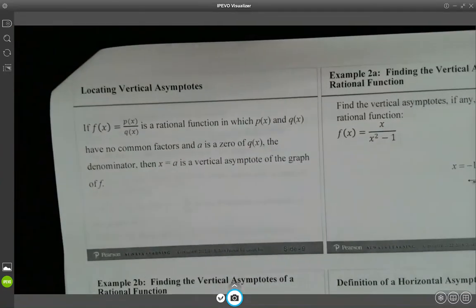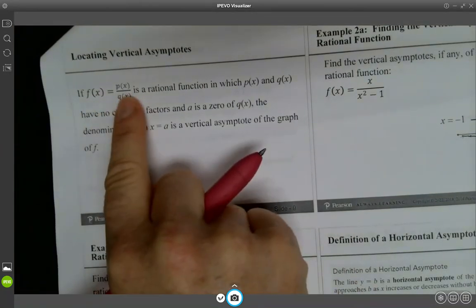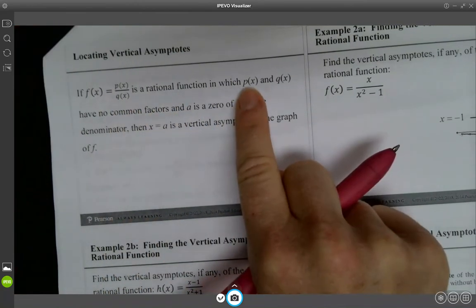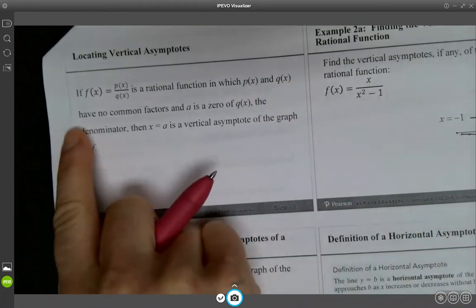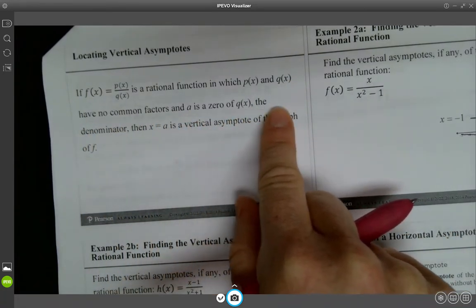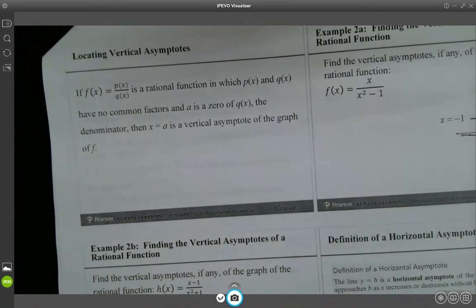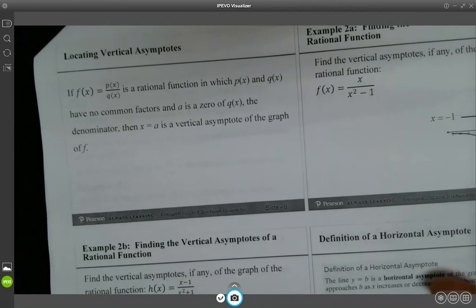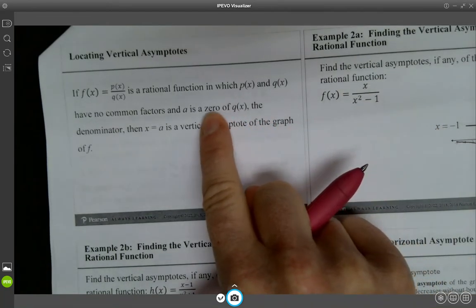So let's look at the next page. So locating our vertical asymptotes, we are going to look at our rational function, look at p of x and q of x. This is our numerator, this is our denominator. If they have no common factors, and a is a zero of q of x, the denominator, then x equals a is our vertical asymptote of the graph. So you've got to look at q of x. You've got to look for zeros.